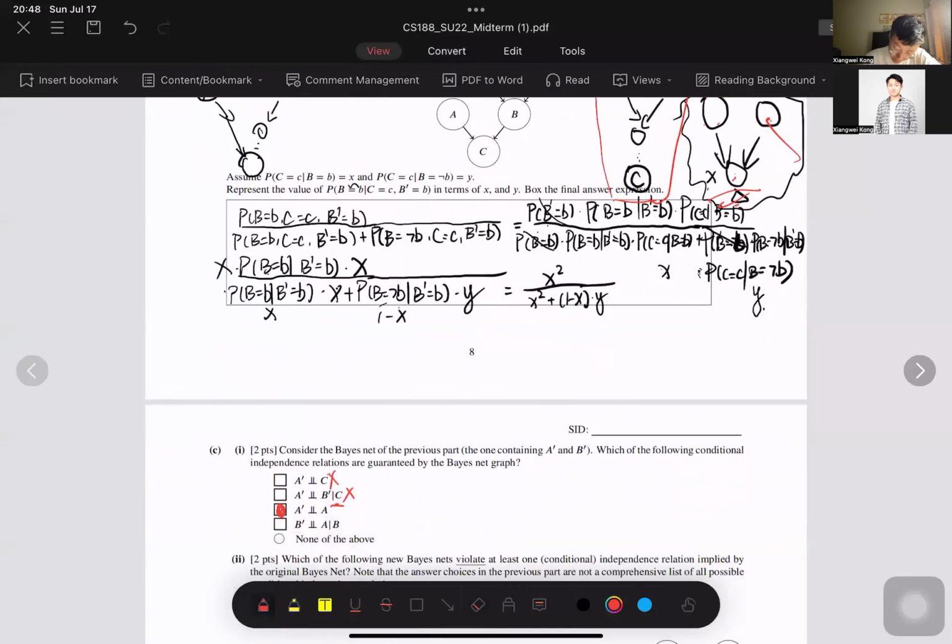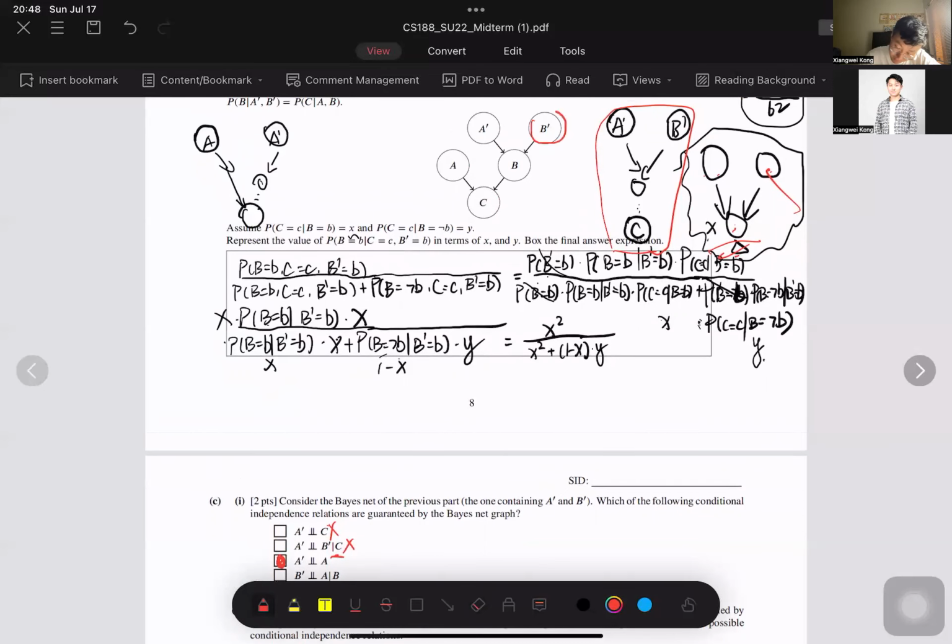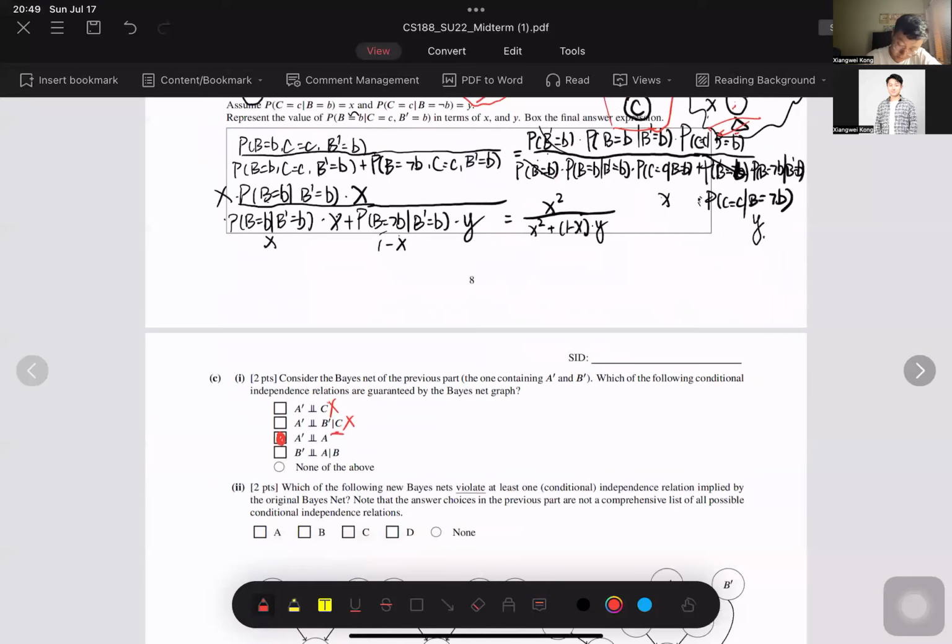So B prime independent of A given B. So B prime, A, and given B. So we can see on this path, this is an inactive triple since we're given B. And so what we have said before is one inactive triple will make this whole path inactive. We don't need to look at the other triple, but we can just look at it as an exercise. Here, since C is not given, these three are also an inactive triple. And so A and B are also guaranteed to be independent. So we also need to choose D. So the answer will be C and D.